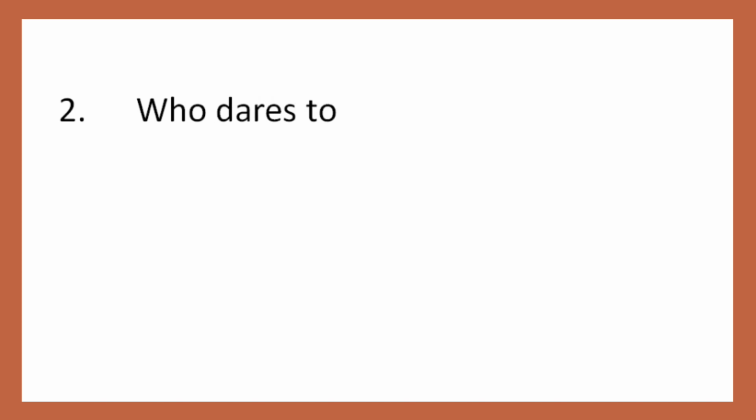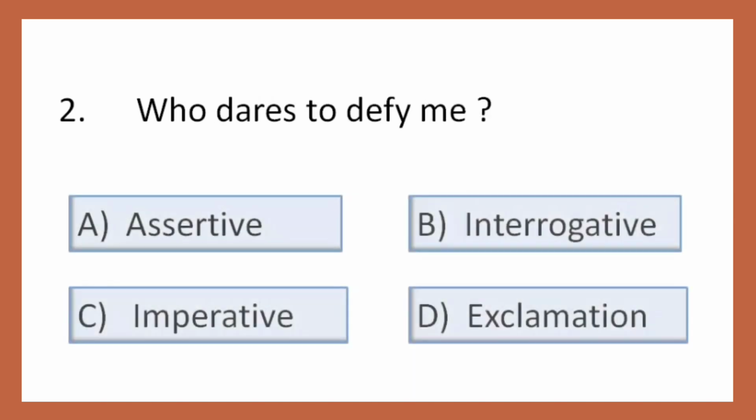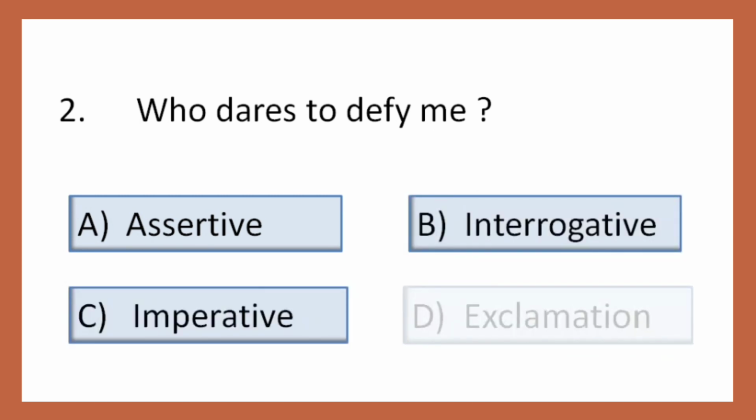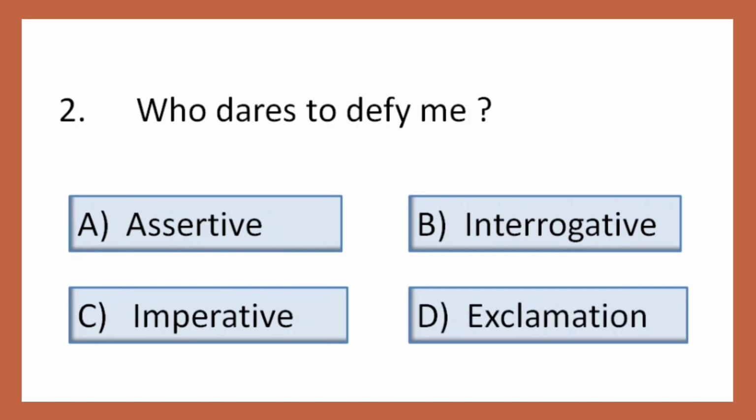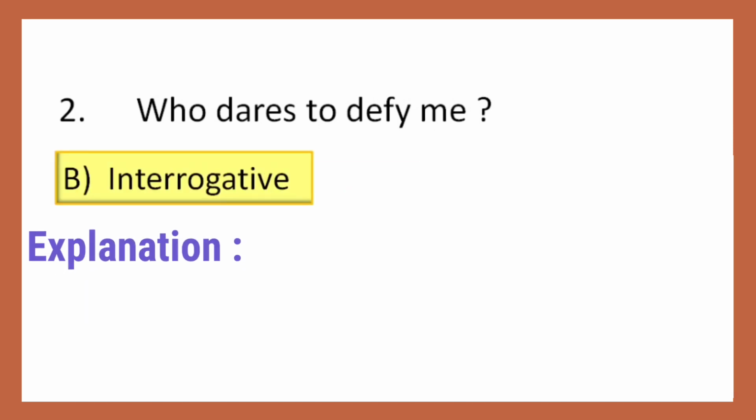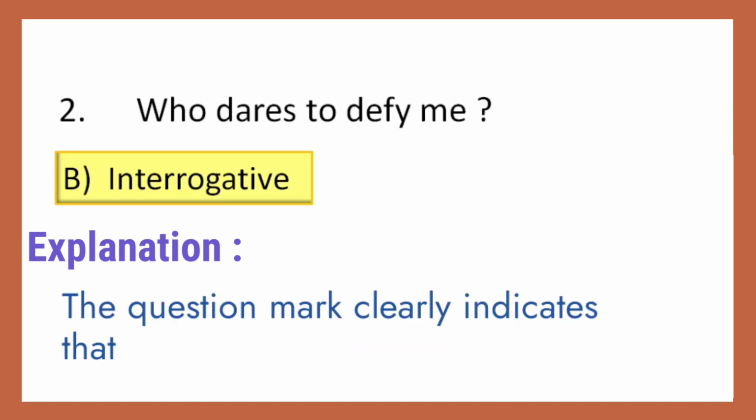Second question. Who dares to defy me? Option A. Assertive. B. Interrogative. C. Imperative. D. Exclamation. Answer is option B, interrogative. Explanation. The question mark clearly indicates that it's an interrogative.